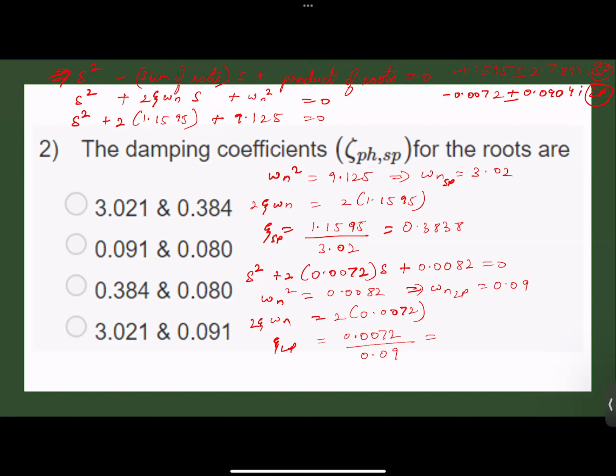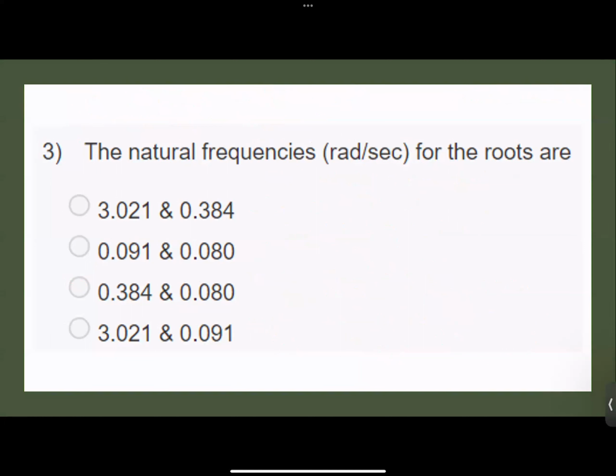How much is the value? Just divide it and tell me. Zero point zero seven nine three. Yeah. So these are the two quantities. So which option is right? It's this. Correct? Now let's go to the next question.